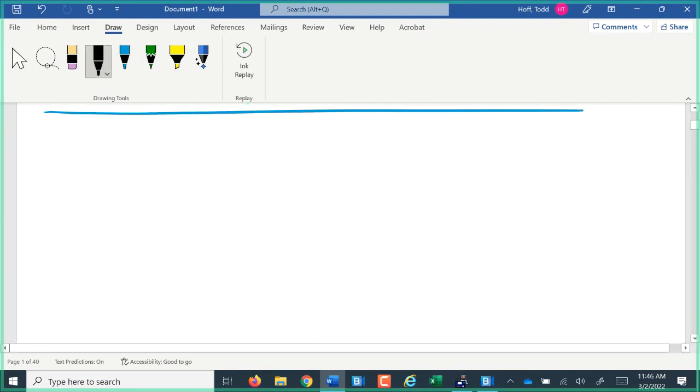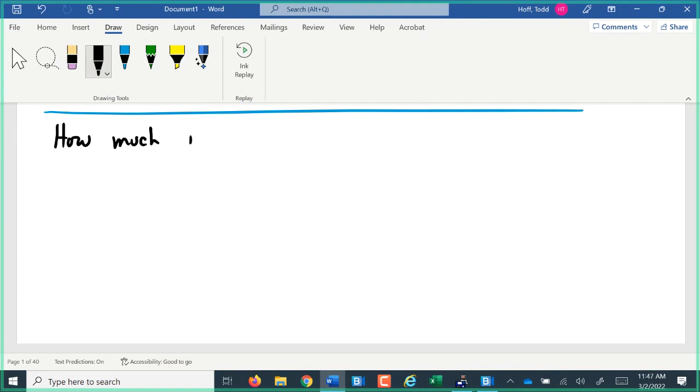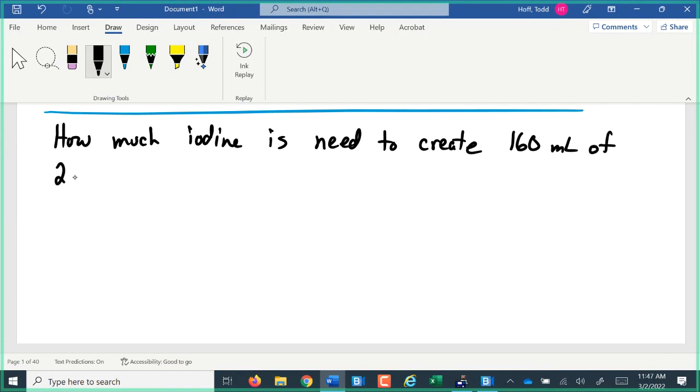So let's say that we have, let's ask how much iodine to create 160 milliliters of a 2 in 5 solution. So we have, not 2 in 5 solution, 2 in 5 dilution, I should say. Sorry, I used the wrong term.